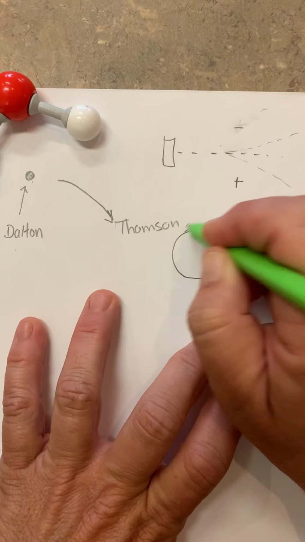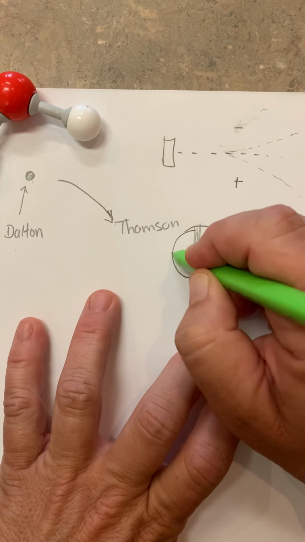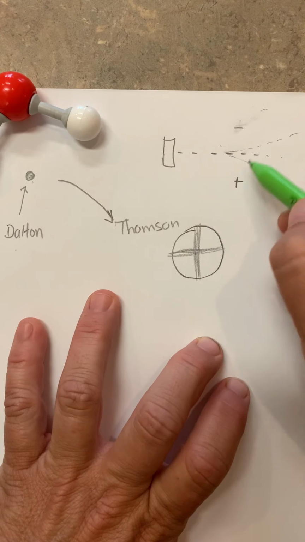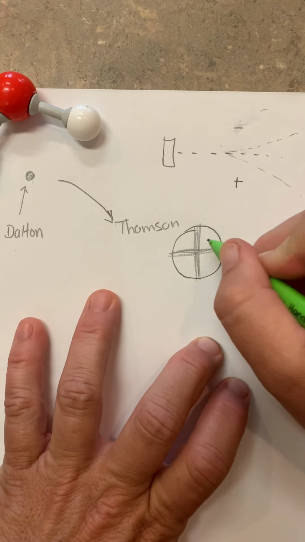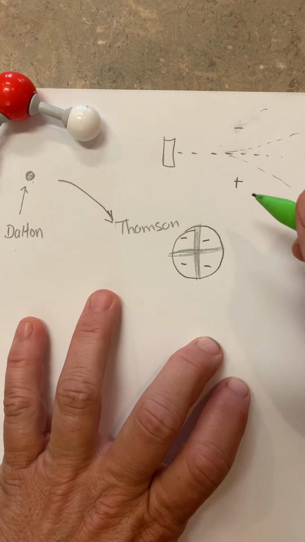So he came up with this thing called the plum pudding model, where all of this is positive, and then these negative things are just kind of stuck in there, like plums in plum pudding.